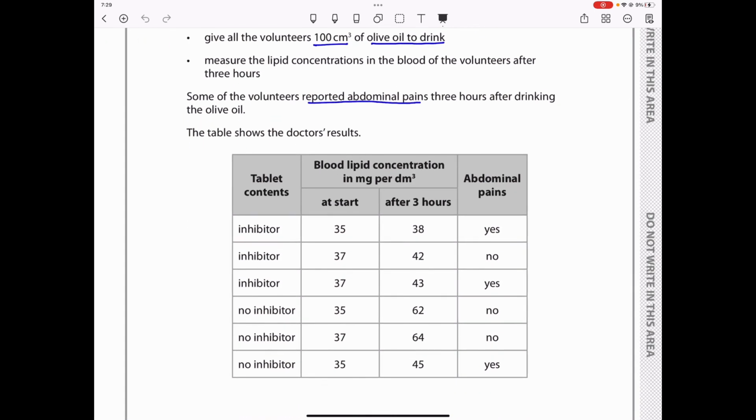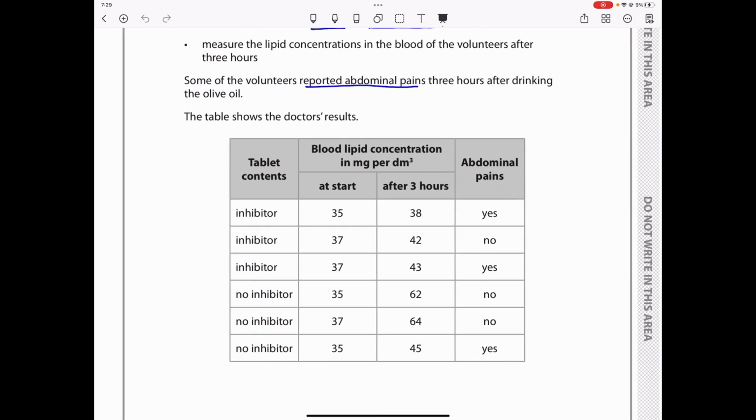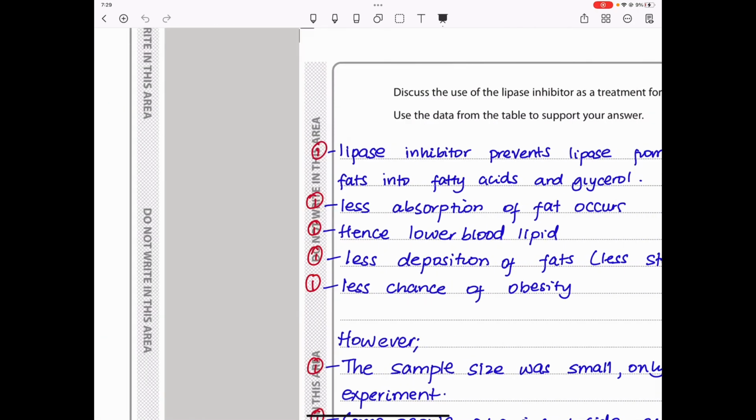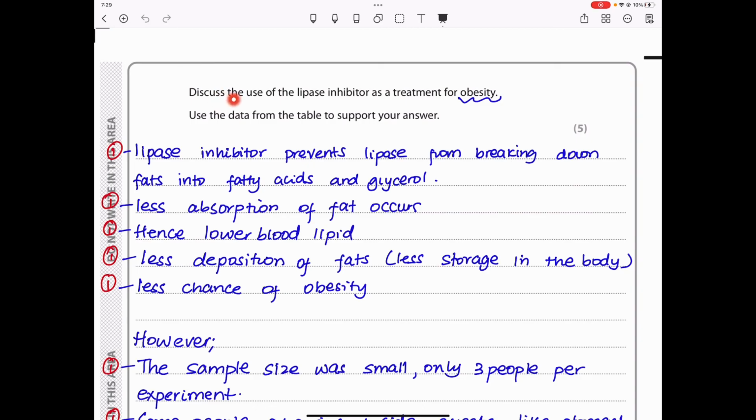The part says the table shows the doctor's results. So these are the results of the doctors. They saw those who had abdominal pain or not, and we can see the blood lipid concentration at the start as well as after 3 hours. So let's continue to the question. Discuss the use of lipase inhibitor as treatment for obesity. Remember, this is for treating obesity, and use the data from the table to give your answer.